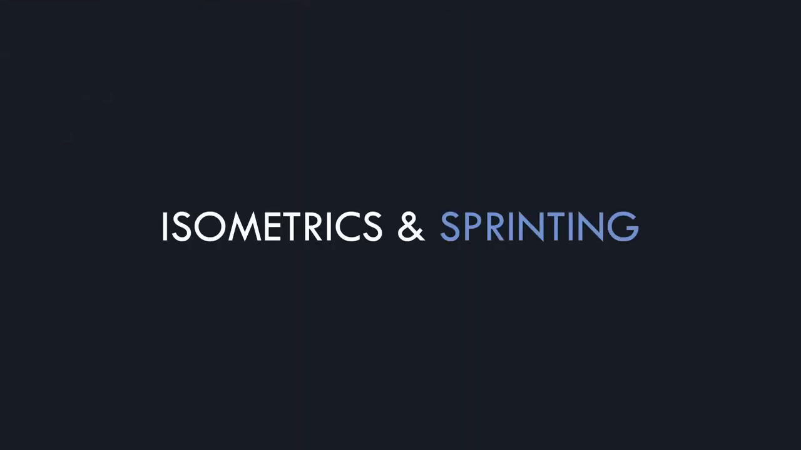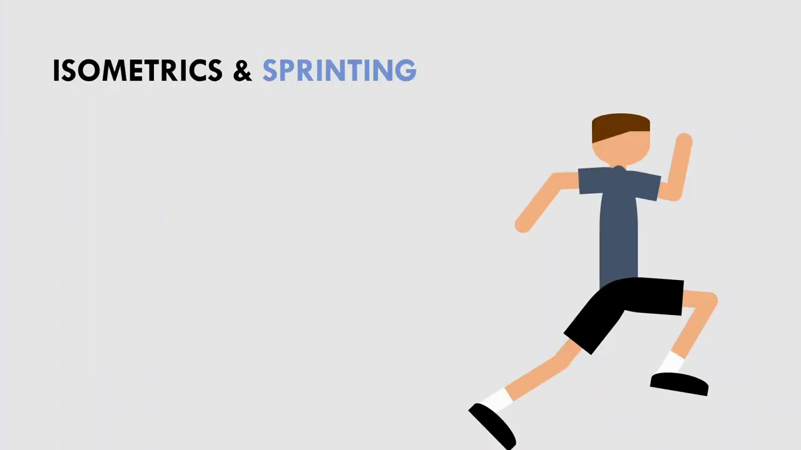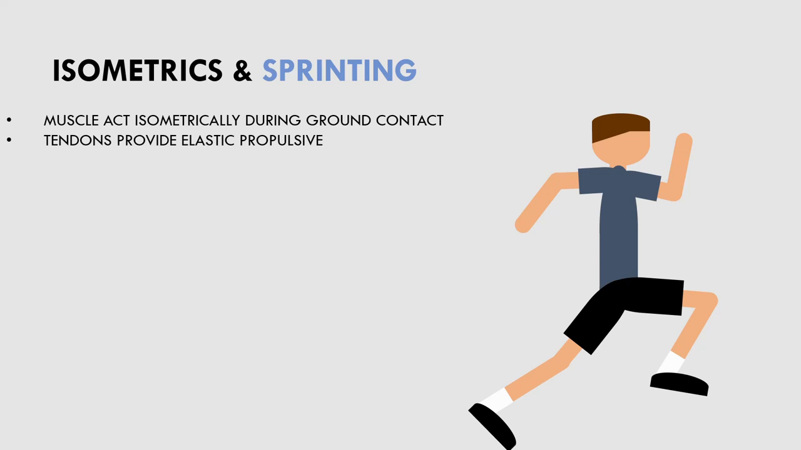So how are isometric muscle actions involved when sprinting? When an athlete is sprinting at top speed, the foot is only in contact with the ground for a fraction of a second. So the muscles don't have enough time to lengthen and contract very much. Instead, what we see are near isometric muscle actions that stiffen the joints and allow primarily the tendons to stretch and recoil. The tendons act like elastic bands that provide an elastic recoil to propel the athlete forward.